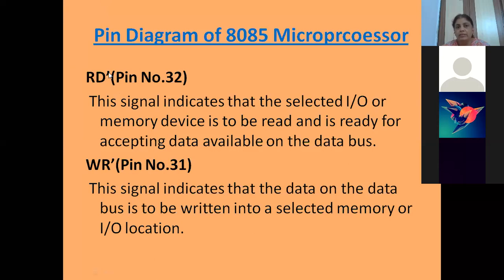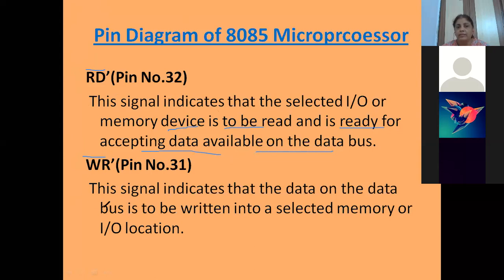That's why I've written this dash. So it means in your book it is given with bar. ठीक है, रीड बार और राइट बार, these are active low signals. तो you have to start with that only. It is active low signal and it indicates that the selected IO or memory device is to be read and is ready for accepting data available on data bus.